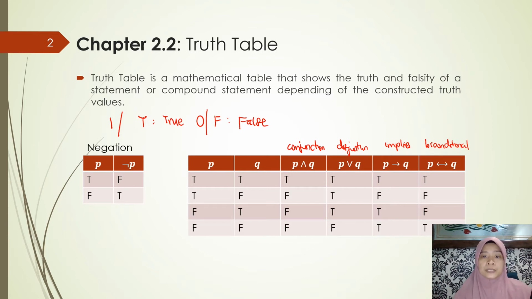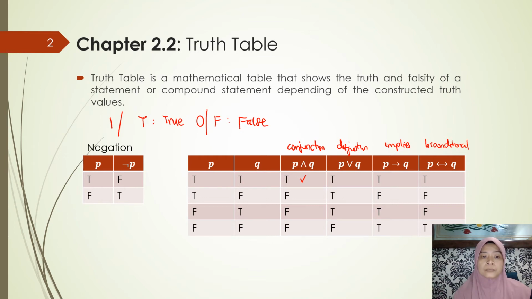So for the conjunction, it will be only true if both statements are true. P and Q both are true. If one of them is false, look at this row, if one of them is false, then it will become false. So that is conjunction.